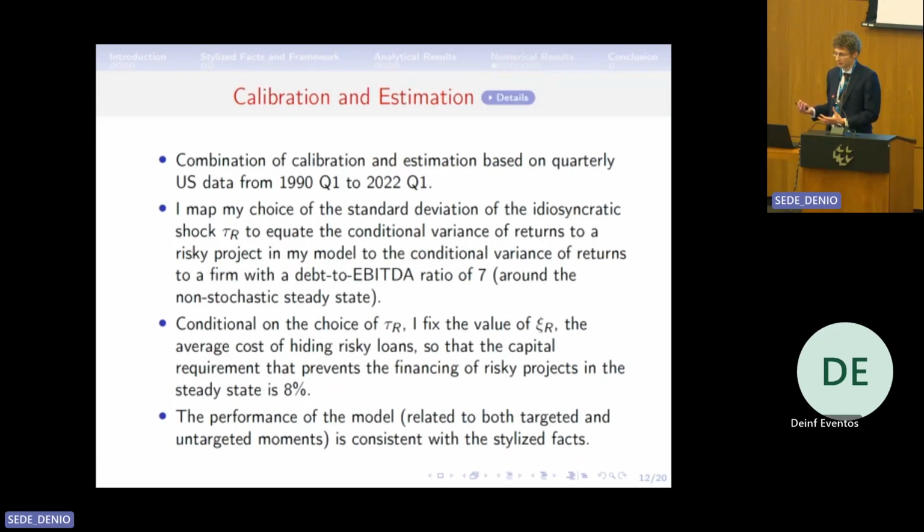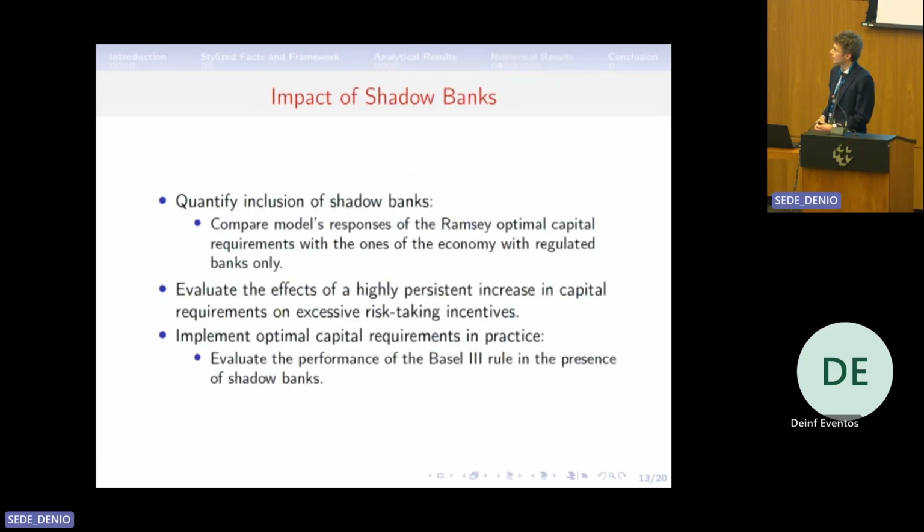And then conditional on this choice, I choose the value of the penalty on hiding risky projects in order to make the capital requirement equal to 8 percent at the steady state, which is the Basel III guidance and also what we can see calculated from the considered period. And it happens that the model is consistent with these stylized facts, so the moments are matched well.